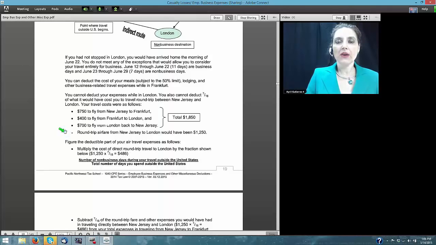I find it interesting that the IRS has you do this formula. Rather than saying what it would have cost you to fly round-trip from New Jersey to Frankfurt, what would that have been? It asks you, what would it have cost to go New Jersey to London, a place that isn't the destination? But that's what they want you to do, so that's what I'm teaching you.